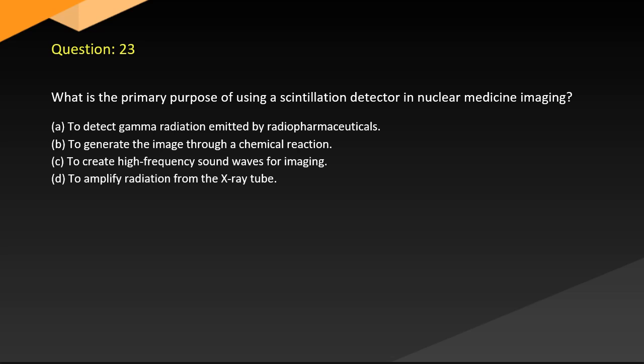Question 23. What is the primary purpose of using a scintillation detector in nuclear medicine imaging? A. To detect gamma radiation emitted by radiopharmaceuticals. B. To generate the image through a chemical reaction. C. To create high-frequency sound waves for imaging. D. To amplify radiation from the X-ray tube.